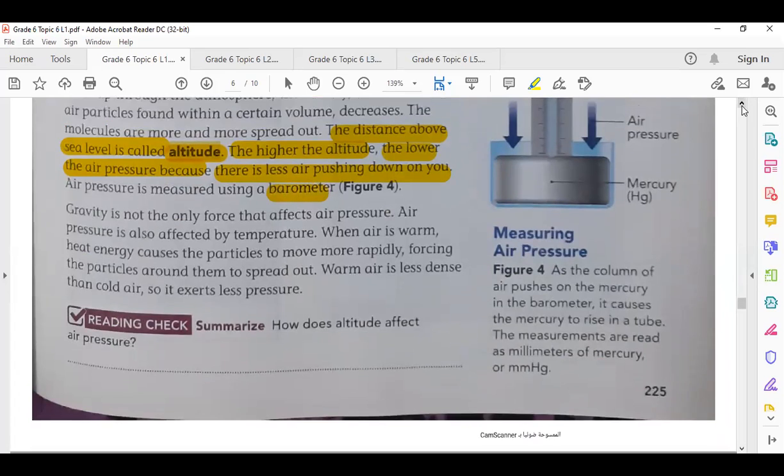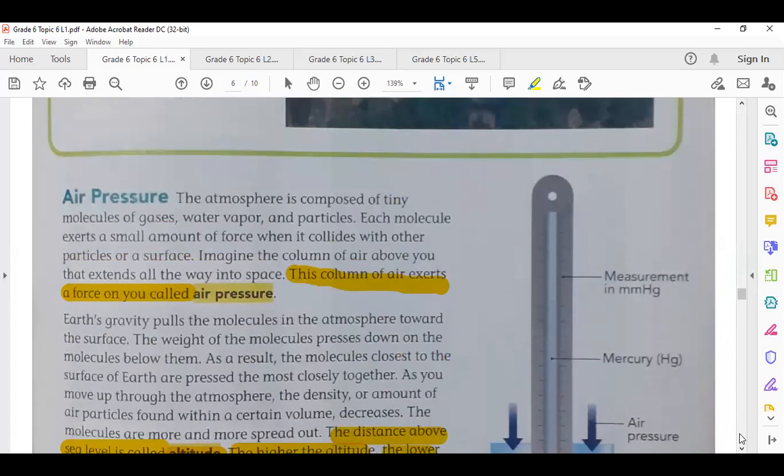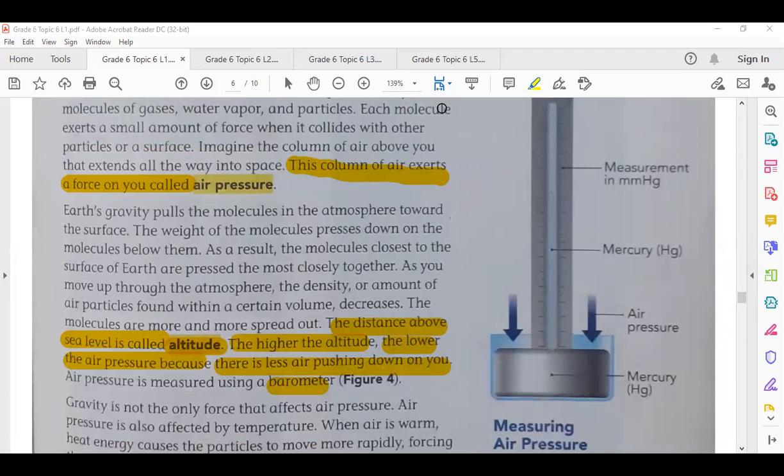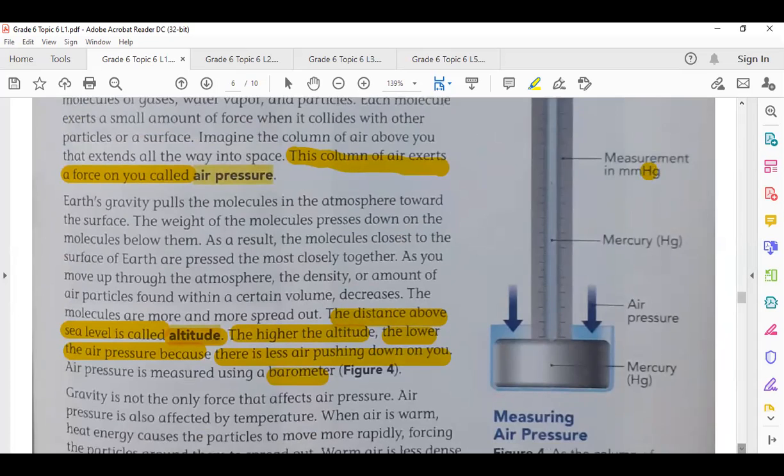Scientists measure air pressure using a device called a barometer. This is a barometer, and they express pressure in many units. The most famous is, for example, 1,000 millimeters of mercury. This Hg means mercury. This is a liquid element. Hg means mercury. Okay.